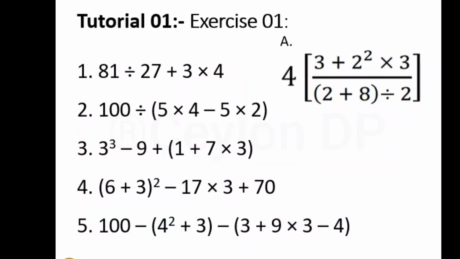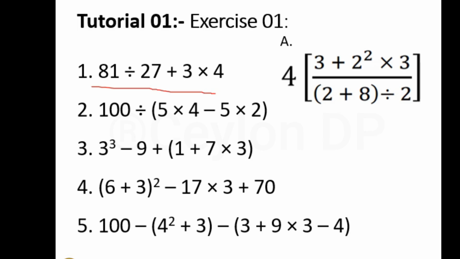In here, I have given some examples for you. 81 divided by 27 plus 3 multiplied by 4. When you are solving this, you can use different methods. If you do not follow the BODMAS rule, you could multiply 3 by 4 or add 27 plus 3, which is 30. But in here, when you are solving this, you have to follow the BODMAS rule.